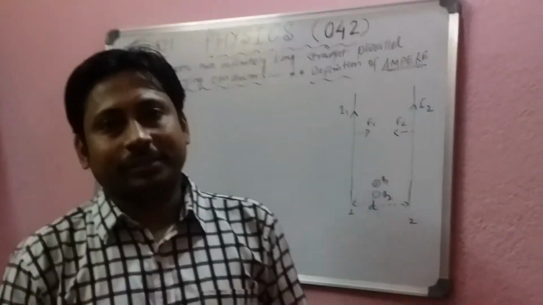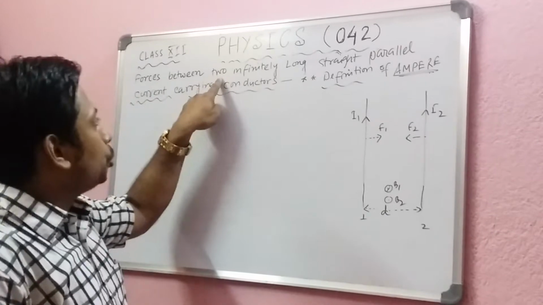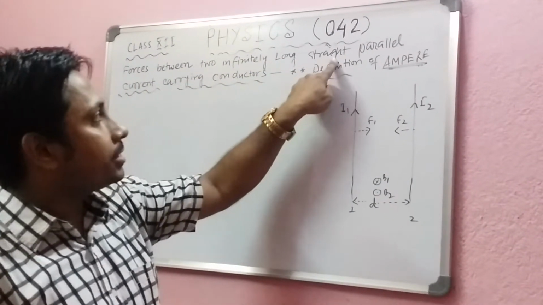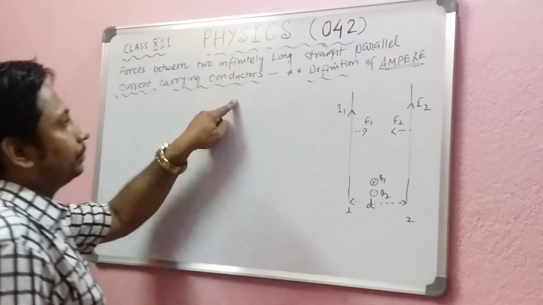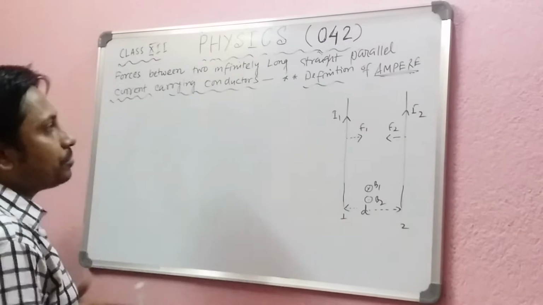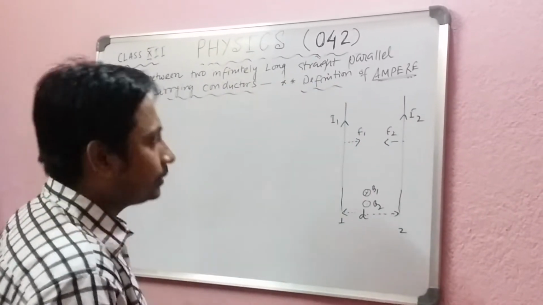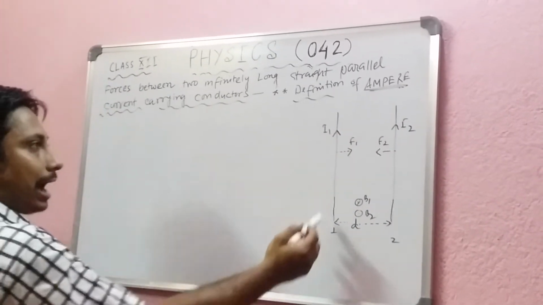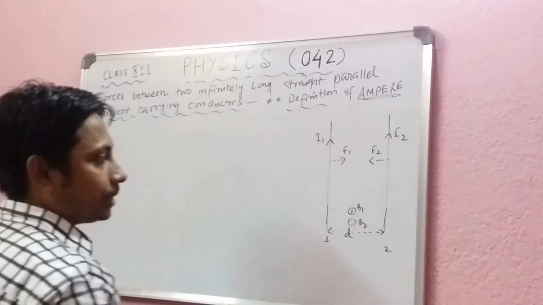Good morning, students. Our today's topic is force between two infinitely long, straight, parallel, current carrying conductors, and then you have to define the definition of 1 ampere current. See, here are the two parallel conductors carrying current I1 and I2. Both are in the same direction.